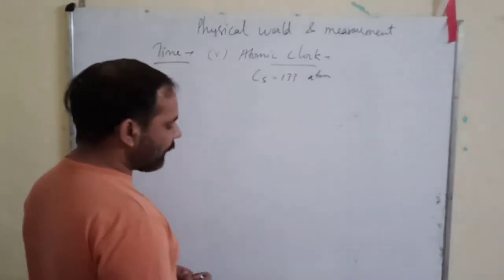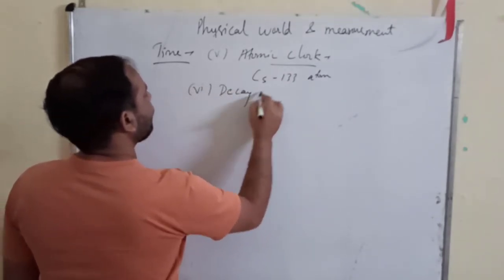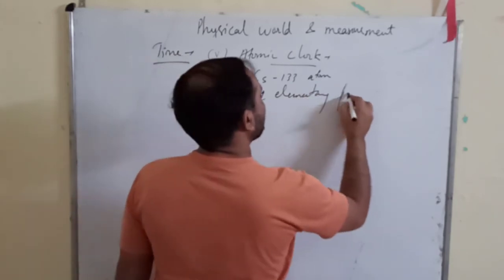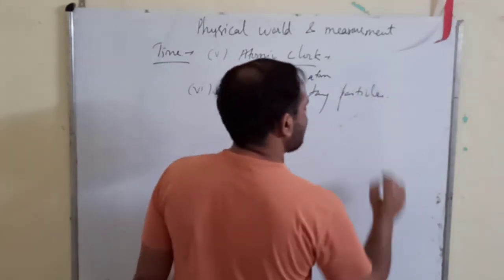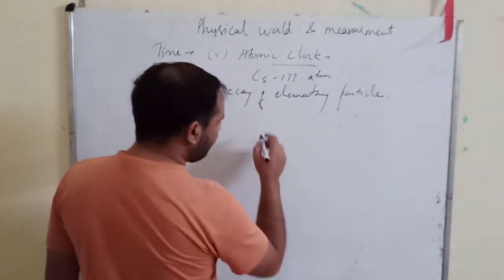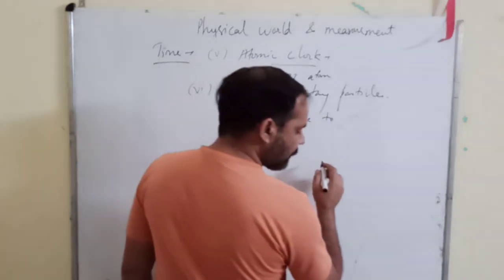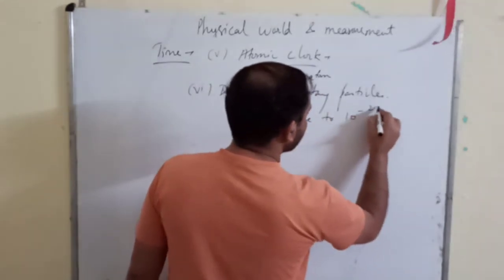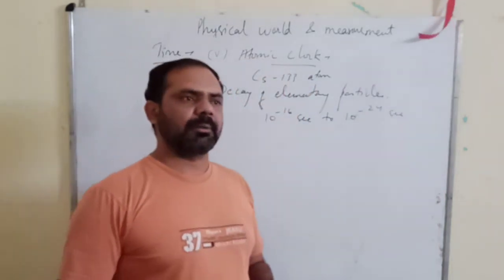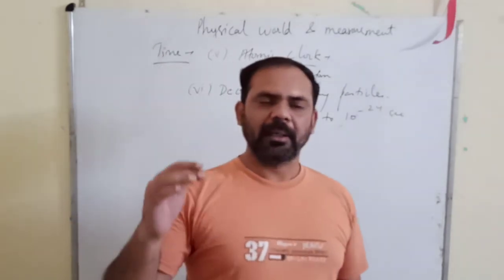Okay, then decay of elementary particles. This is another method which can be used. It is used to measure time intervals from 10 raised to the power minus 16 seconds to 10 raised to the power minus 24 seconds. Okay, the decay of elementary particles you will come to know again in your chemistry as well as in the physics syllabus in class 12th.